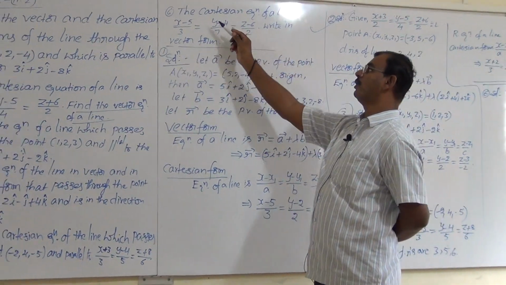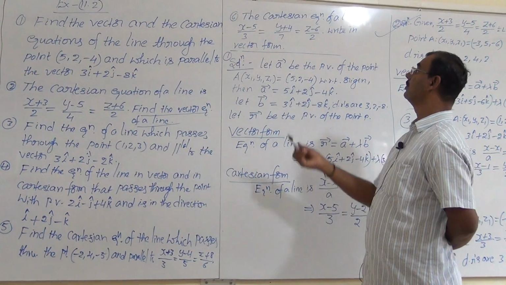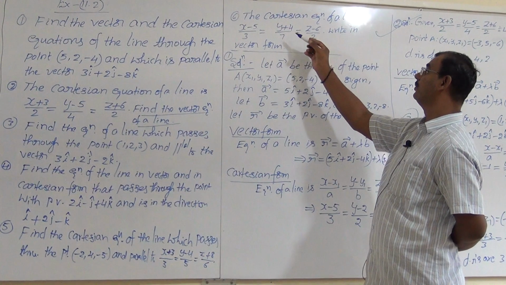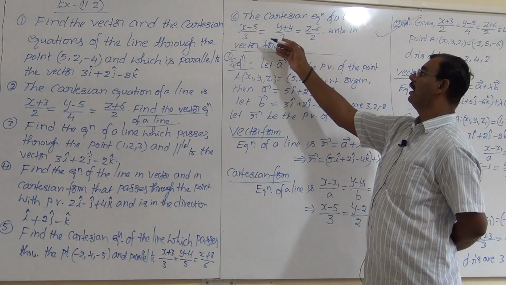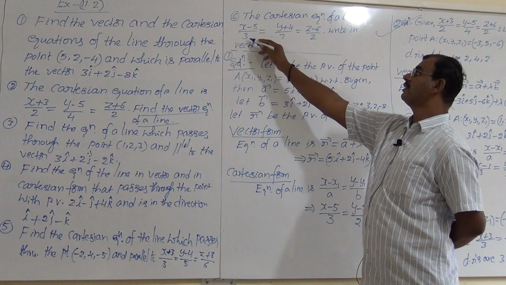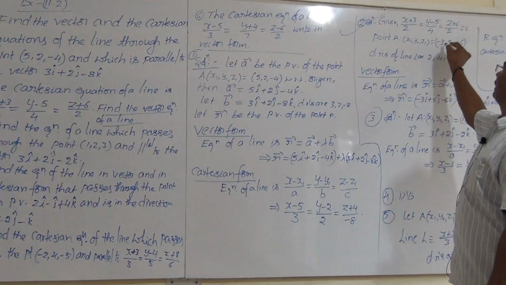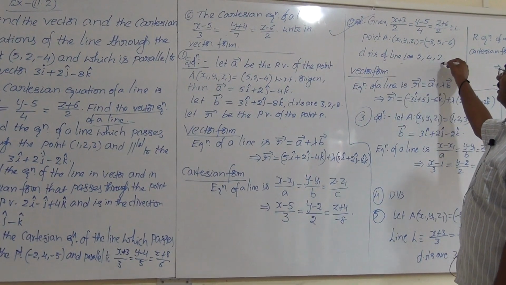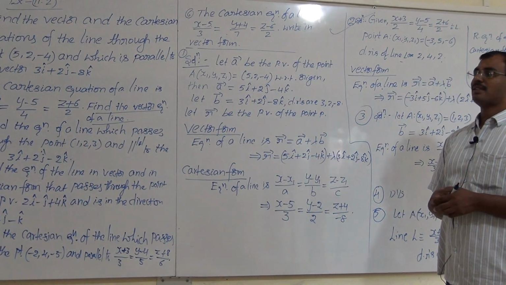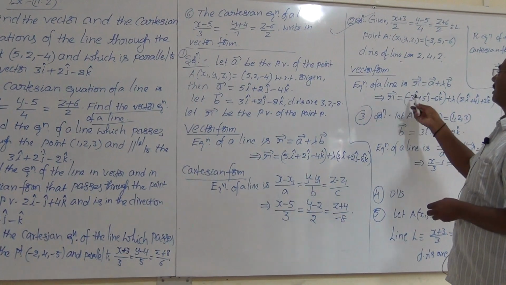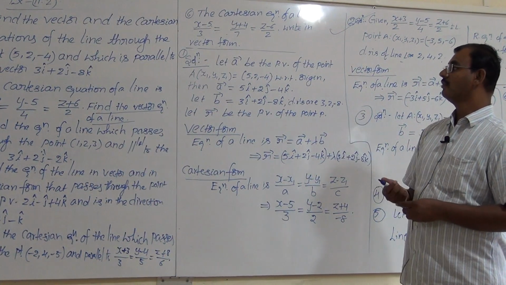So find the point. What is the point here? Always take the opposite sign. Here minus 5, we take plus 5. Plus 4, opposite sign, minus 4. So the point is 5, minus 4, 6. And the DRs of this line, what are they? The ABC values are 3, 7, 2. So take the point and the DRs of the line. The vector equation of a line formula is r bar is equal to a bar plus lambda times b bar. Then substitute, which is the required equation of a line in vector form.